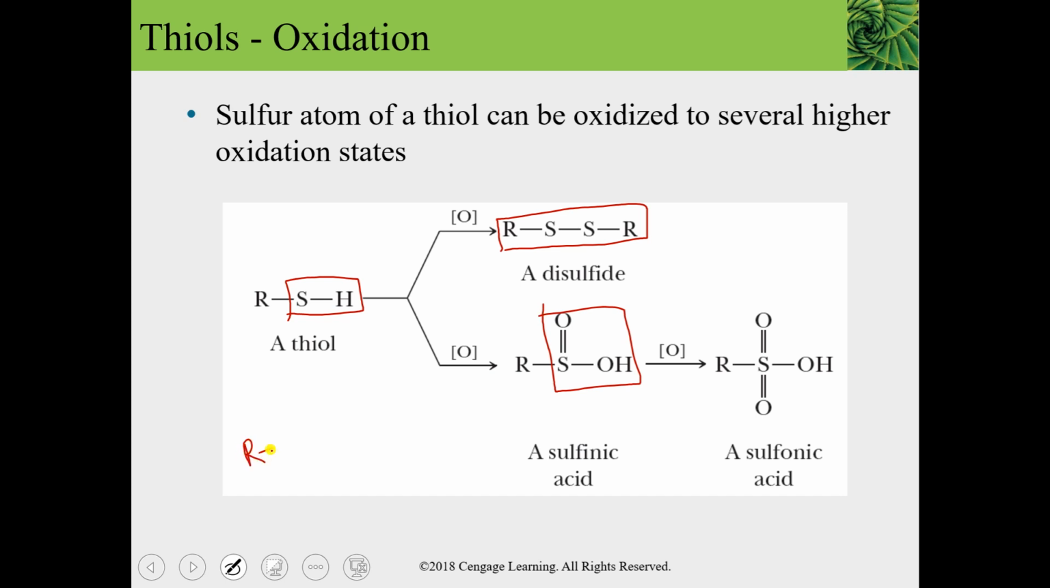So if you remember, carboxylic acid is this. The only difference between the carboxylic acid and the sulfinic acid is that instead of a carbon, it's a sulfur. That's the only real difference there. We could further oxidize this into a sulfonic acid. Here's our sulfonic acid. How do we know it's a sulfonic acid? Because that hydrogen would be donated.